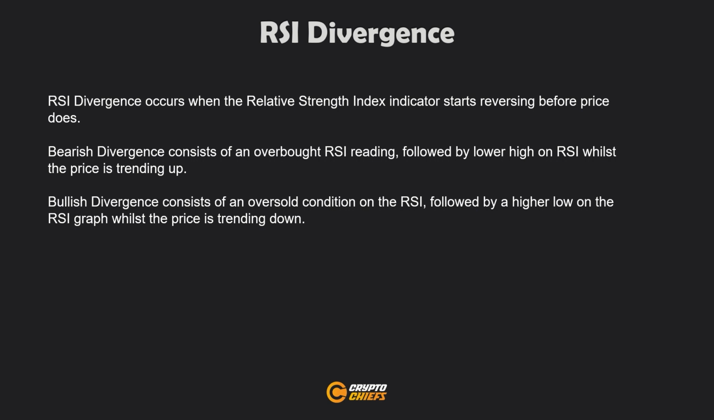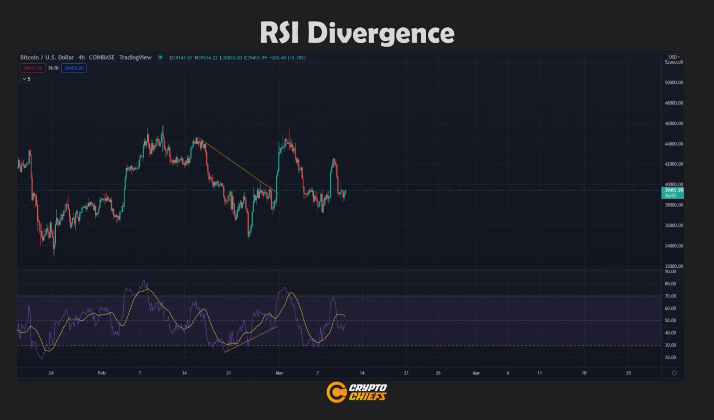Bearish divergence is when you have an overbought reading, so above 70, you then have a lower high on the RSI and it starts to trend down whilst the price is trending up. The RSI is trending down, the price is trending up, and that signals that a potential downtrend is coming for the price as well. And the opposite, bullish divergence, consists of an oversold condition on the RSI, below 30. Then the RSI starts to trend up whilst the price is trending down. That signals that the price could soon reverse and start to move back up. It sounds confusing, but we'll take a look at a couple of examples now.